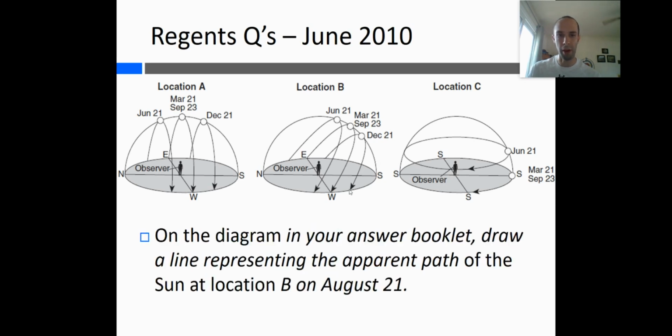Okay, so this was a question where you had to draw a line to show the path of the sun on August 21st, so you had to kind of interpolate here. So when is August compared to these other dates that are here? So we have June, we have September. We know August is in between June and September. So what you have to do is draw a path in between the June path and the September path. And it would fall somewhere in this region right around here. Okay?